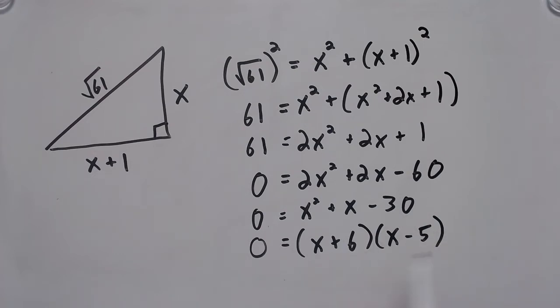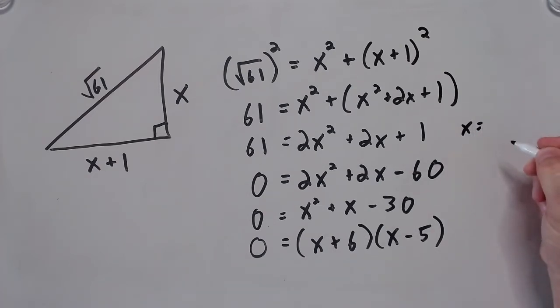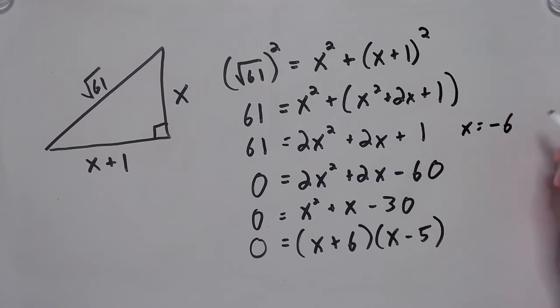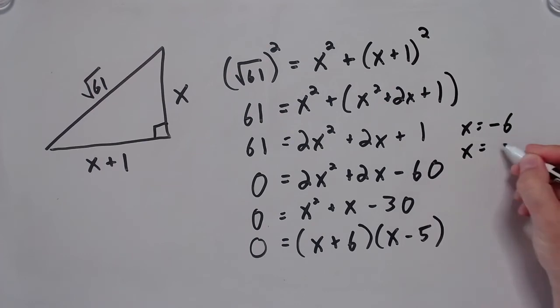So we're getting two answers. We have an x squared, so we end up with two answers here. So what would make this expression equal to 0? Well, it would be negative 6, because negative 6 plus 6 equals 0. So to make this expression 0, one of the possible answers is x equals negative 6. And here, x would have to equal 5. 5 minus 5 would make this 0. 0 times whatever this is equals 0. So x equals negative 6 and x equals 5.